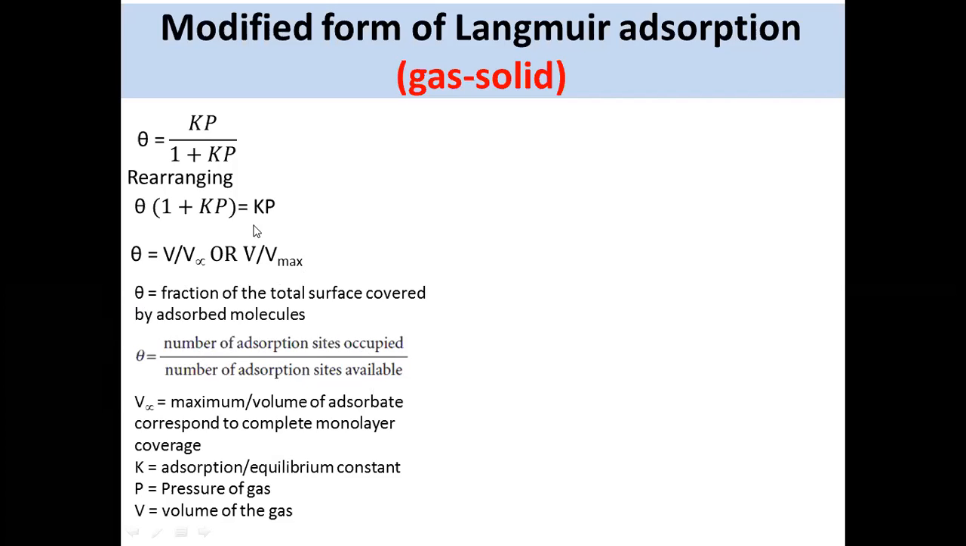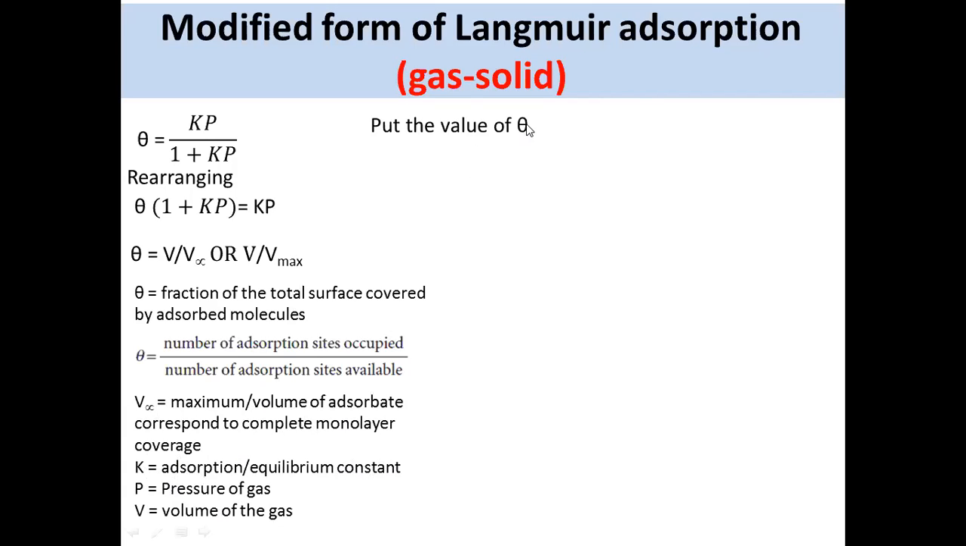Now we are going to use this fraction by using volume over volume infinity or volume max, because in the case of a gas, volume and pressure are important. Here V is the volume of the gas, P is the pressure of the gas or the adsorbate, K is the adsorption or equilibrium constant, and V infinity or V max is the maximum volume of the adsorbate corresponding to complete monolayer coverage. You can get this from the isotherm as well, but we are going to calculate it by using the modified form of the Langmuir adsorption isotherm.